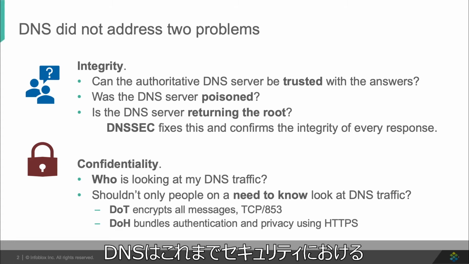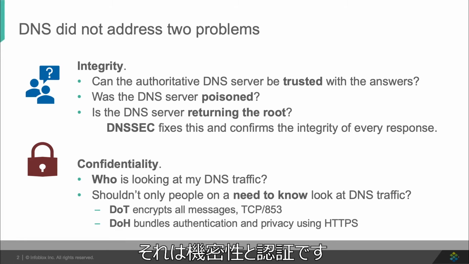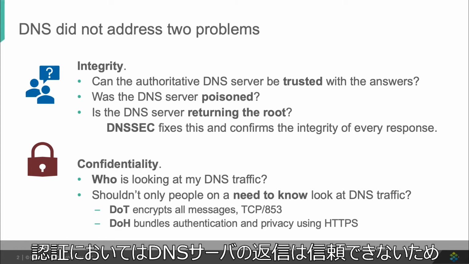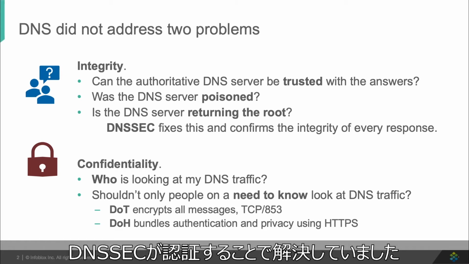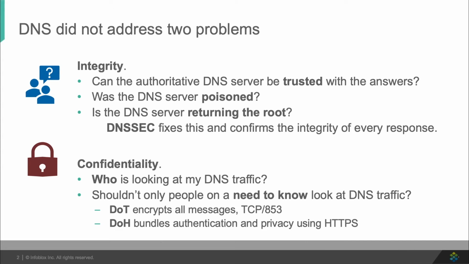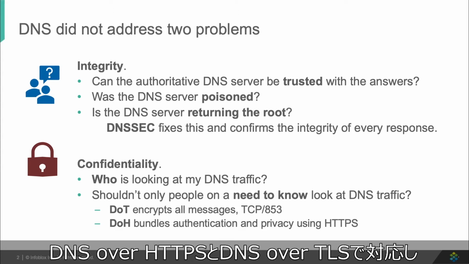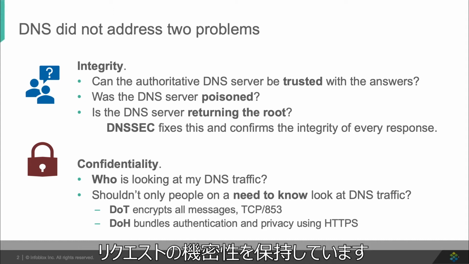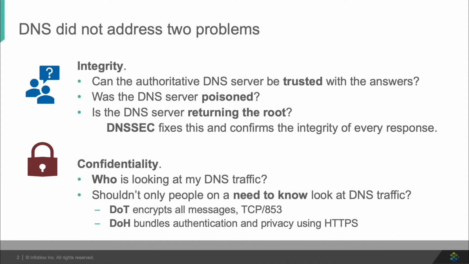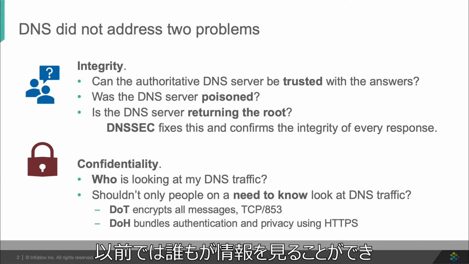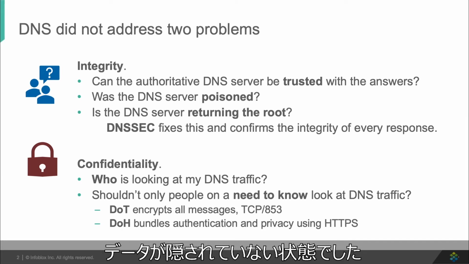Before, DNS did not address two separate security issues, confidentiality and authentication. Authentication because you could not trust the DNS server's reply. However, DNSSEC helped fix this by giving some authentication in the process. Confidentiality is what's addressed with DNS over HTTPS and DNS over TLS, which is the confidentiality of the requests themselves. As before, anyone could see your information, but with DoT, your data is hidden.